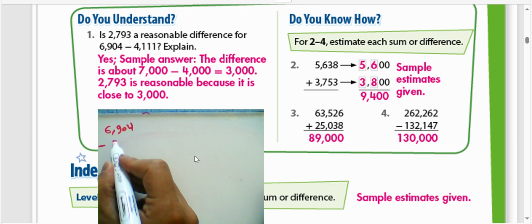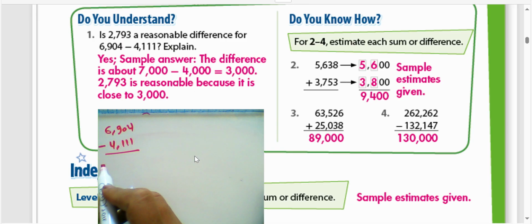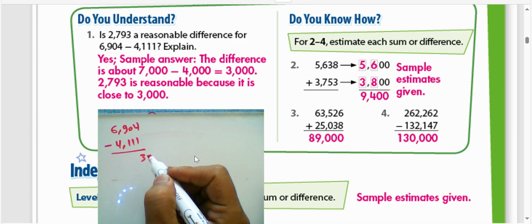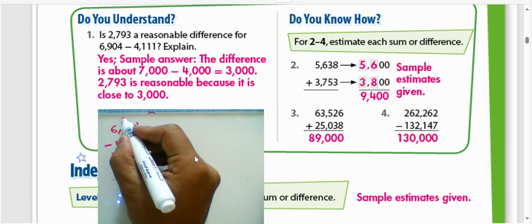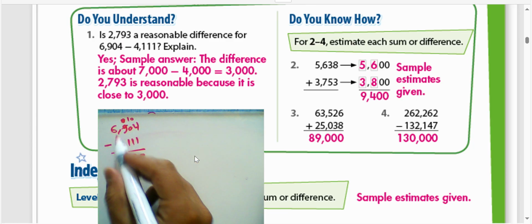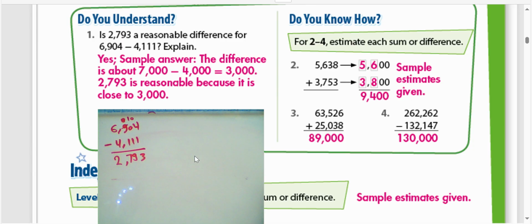6,904 subtract 4,111. We can find the difference. We know 4 minus 1 equals 3. 0 minus 1, we can't do it, so you must borrow 1 from the left-hand side. 9 will be 8 and 0 will be 10. 10 minus 1 equals 9, 8 minus 1 equals 7, and 6 minus 4 equals 2.